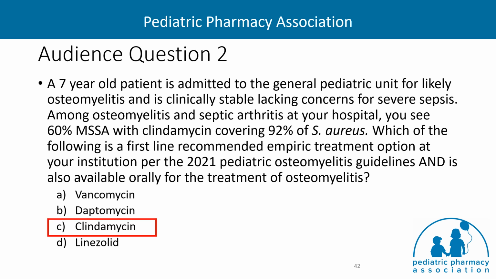All right, so I was trying to point you down the route of clindamycin, although again, some places may use vancomycin in this scenario, but this patient has no concerns for severe sepsis on the pediatric unit. So if your institution has less than that 10 to 20% clindamycin resistance, per the guidelines, you could use clindamycin in this patient because it covers 92% of your Staph aureus. Linezolid technically is an option, but again, that's more of a second-line option, not the preferred option.